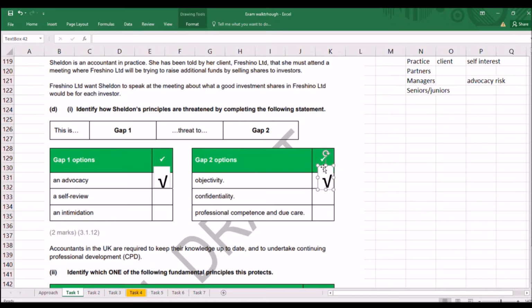Okay, so let's look at the other ones in here. It's had a self-review here, isn't there, in terms of, we said that this was great. Sheldon perhaps is the manager on the audit, and therefore might self-review the audit and say it's great. An intimidation one, Freshno's being a little bit aggressive really here, but he's not actually putting a gun to their head and saying, listen, do this or else. I mean, it's just basically do this or I'll go and find a different accountant.